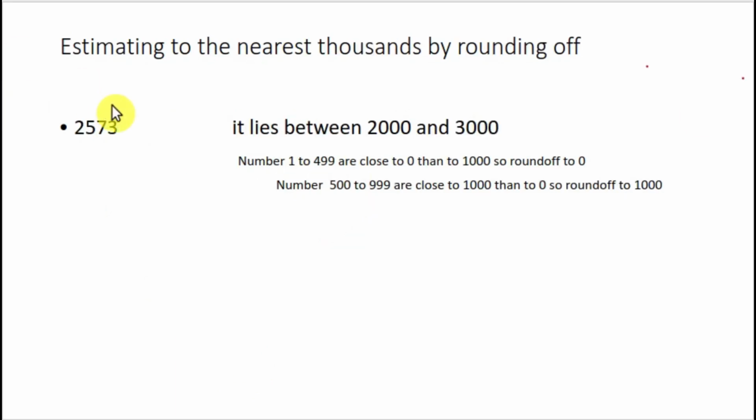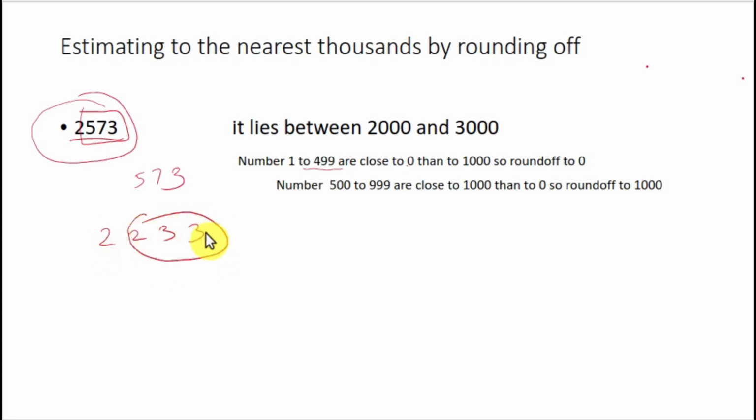Next, estimating to the nearest 1000 by rounding off. Here 2573 lies between 2000 and 3000. If we want to estimate to the nearest 1000, we have to check the last digits, 573. If they are 1 to 49, they are close to 0. So if it is 223, it is close to 0, and there is no need to change the thousands place. Simply, this number lies at 2000.